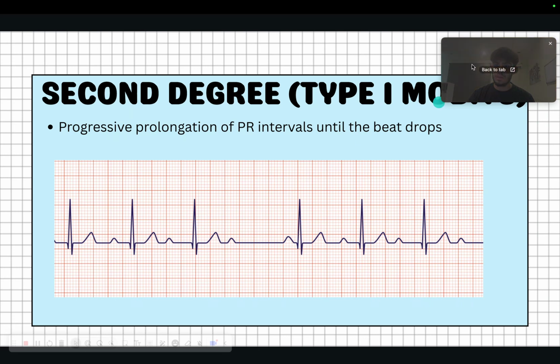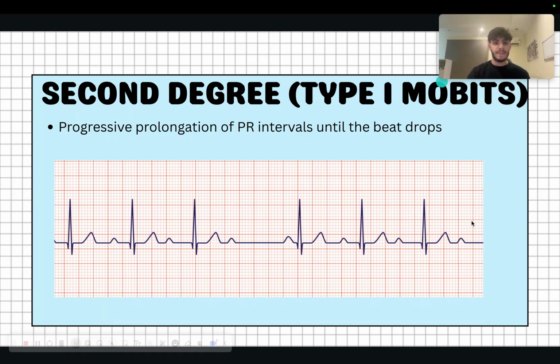Now, let me move this. Okay. Now, second degree, type 1 Mobitz. It's important to know type 1 Mobitz, type 2 Mobitz. These are really important to know. So what is second degree type 1? Basically, it's going to be progressive prolongation of PR intervals until the beat drops.